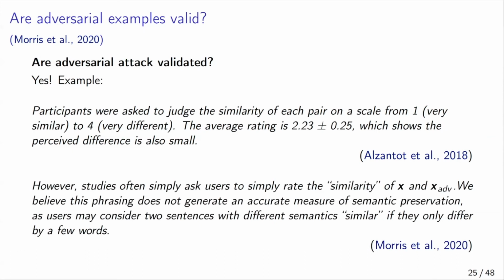The response by this paper was then, however, studies often simply ask users to rate the similarity of X and X adversarial. We believe this phrasing does not generate an accurate measure of semantic preservation, as users may consider two sentences with different semantics similar if they only differ by a few words. So I guess the point that the authors make here is, if you have a clean input sequence and a corresponding adversarial example, when 90% of the words are the same and 10% are different, but these 10% completely mess up the meaning, then many participants would still rate these as semantically similar, because 90% of the sequence is still the same with respect to the original one.